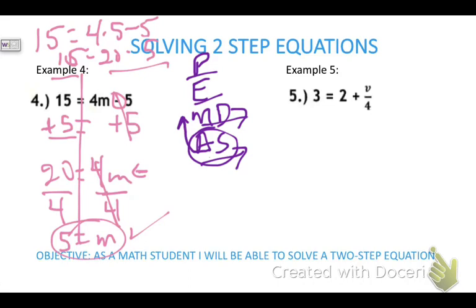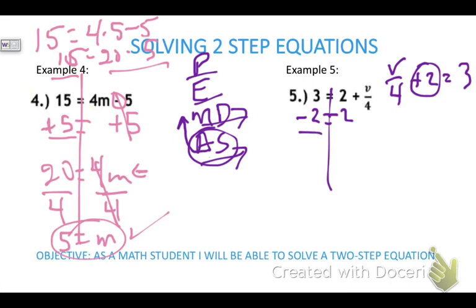Well, this part right here could also be stated as this: v divided by 4 added to 2 equals 3. And if that's the case, then I can undo that by using the inverse operation of subtraction. So I can subtract 2 from both sides. Got to draw a line. So I'm going to do that in order to get the whole number away from the variable area. 3 minus 2 is 1. This creates 0, and we have v divided by 4.